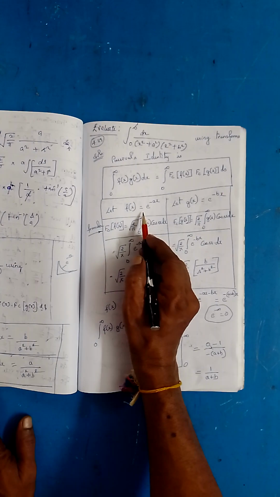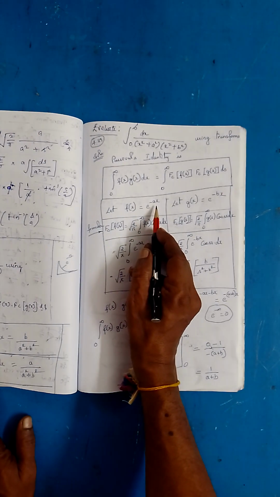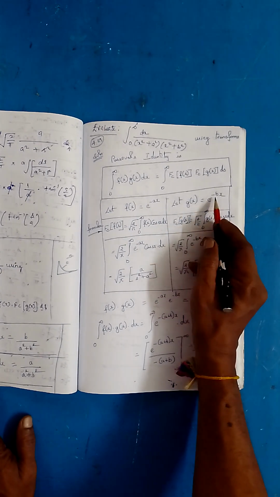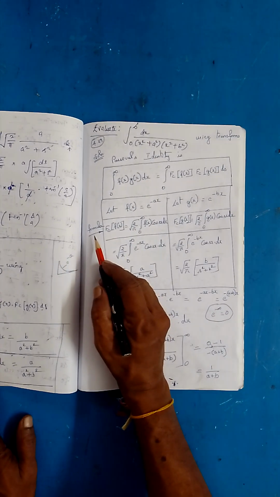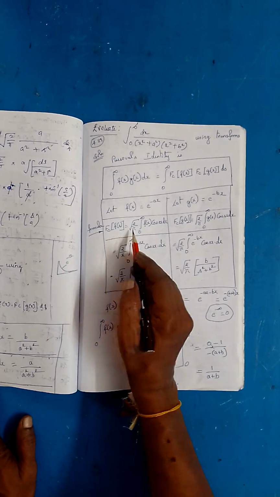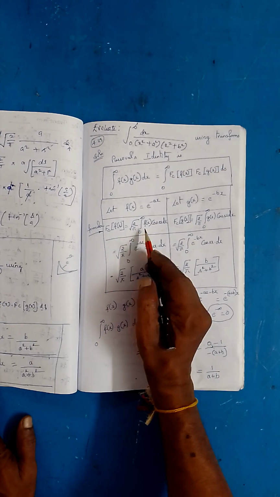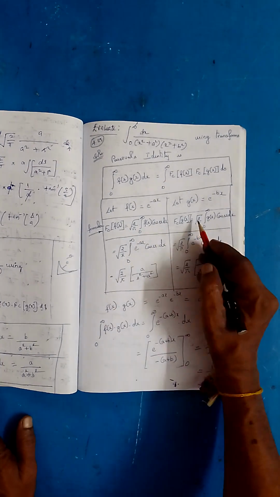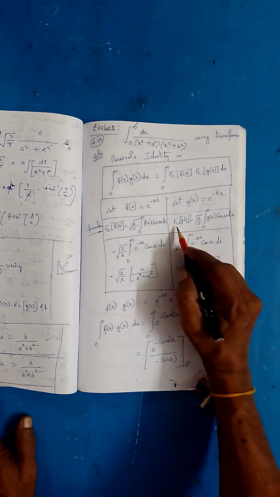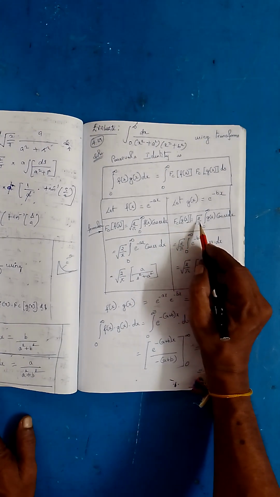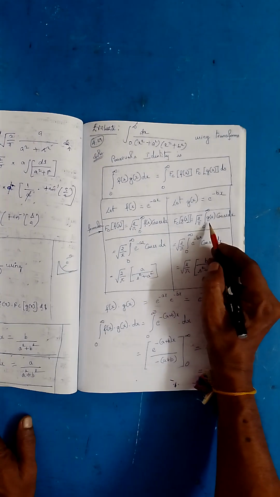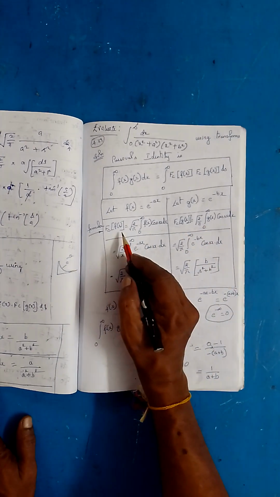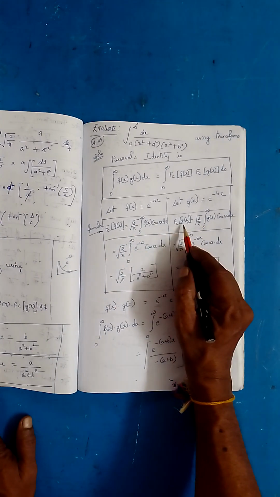So let f of x is equal to e power minus ax. Here we will assume let g of x is equal to e power minus bx. The basic formula, Fourier cosine transform of f of x is equal to square root of 2 by pi integral 0 to infinity f of x cos sx into dx. Here Fourier cosine transform of g of x is equal to root of 2 by pi integral 0 to infinity g of x cos sx into dx. Both are the same formula. Here the function is f of x, here it is g of x, that's all.